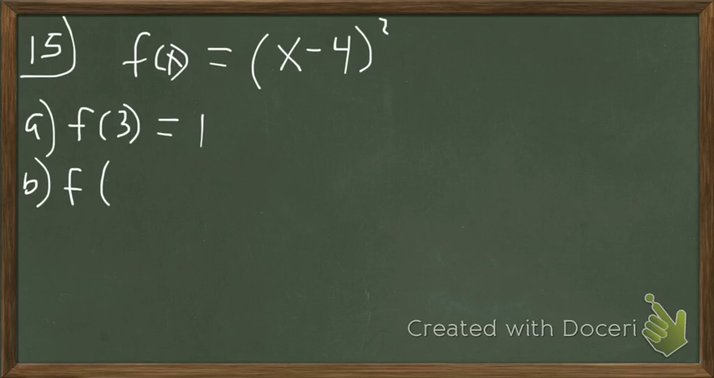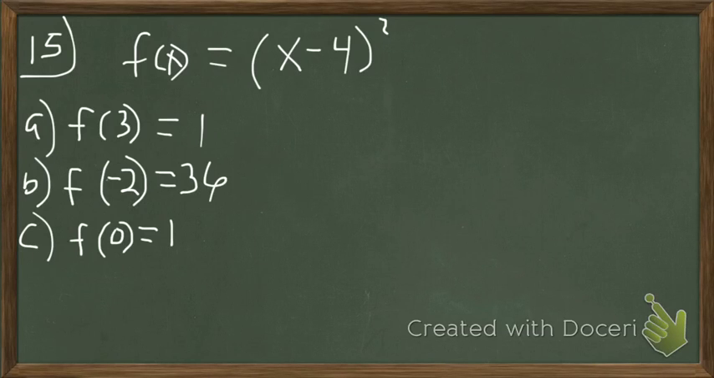B, f of negative 2 equals 36. C, f of 0 equals 16. D, f of 4 equals 0.